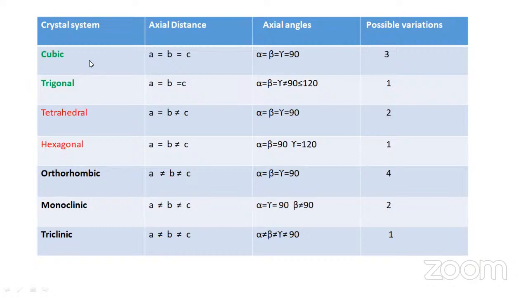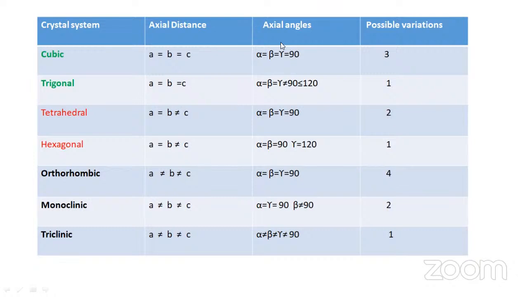Okay, understood, Nana? So I classified these crystal systems into three groups. In the first group, cubic and trigonal; in the second group, tetragonal and hexagonal; and in the third group, orthorhombic, monoclinic and triclinic. In the first group, all the axial distances are equal. In the second group, A is equal to B, it is not equal to C. And in the third group, A is not equal to B is not equal to C. Here you can see the symbols. Here all are equal, here B is not equal to C, and here all the axial distances are unequal.